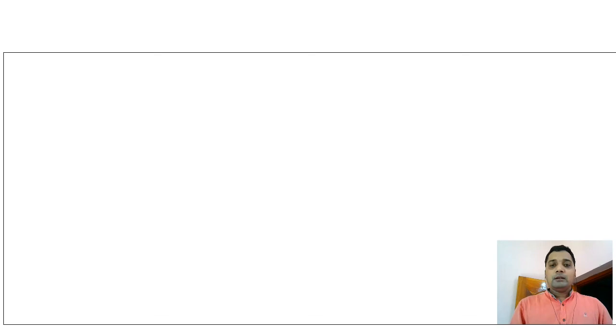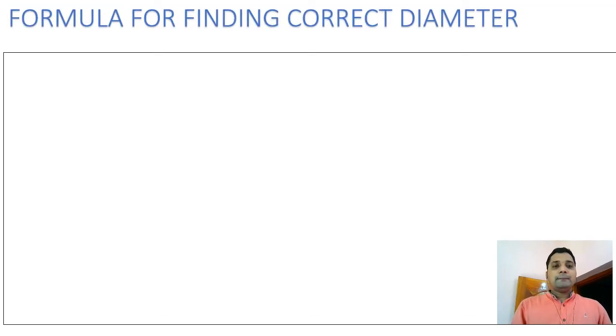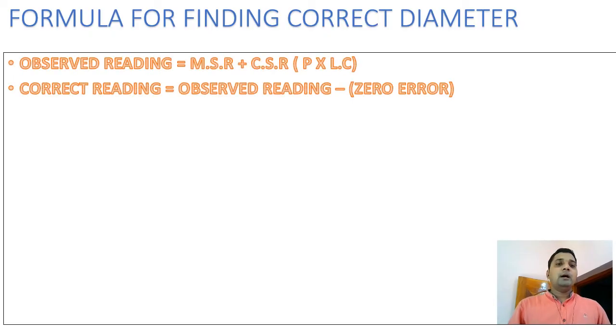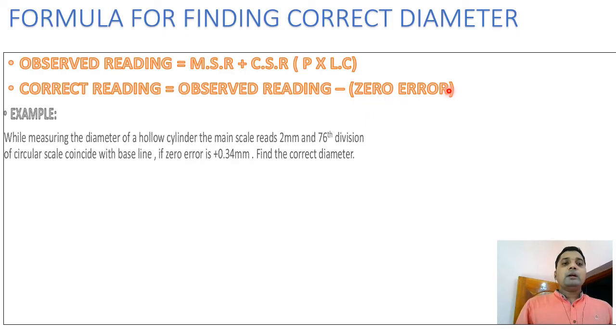How to get the object reading and correct reading? In the same way as the Vernier caliper, here also we have the formula: object reading equals MSR plus CSR, which is P into LC, and correct reading equals object reading minus zero error. The zero error may be positive or negative, and with the sign we write it inside the bracket.